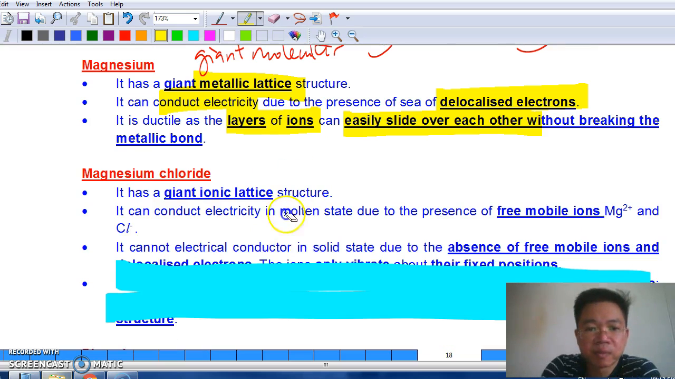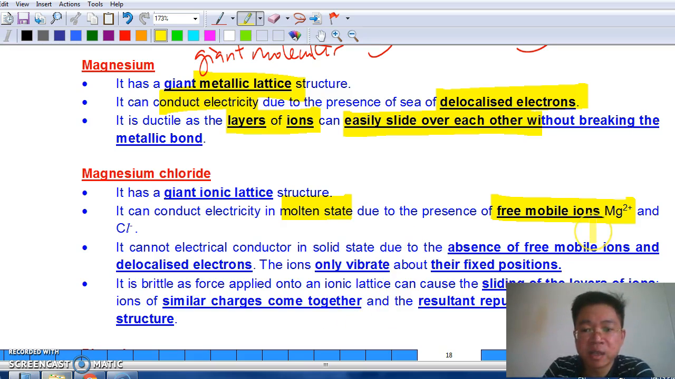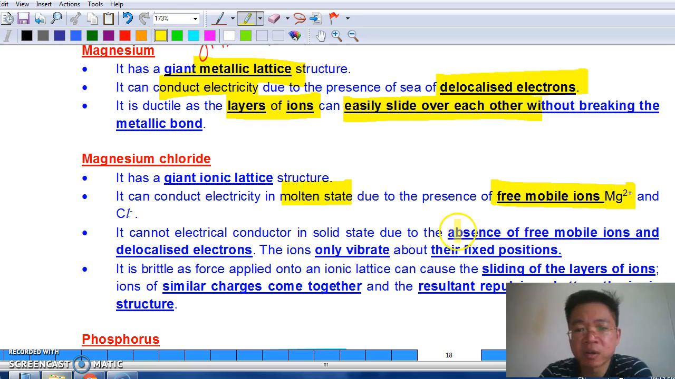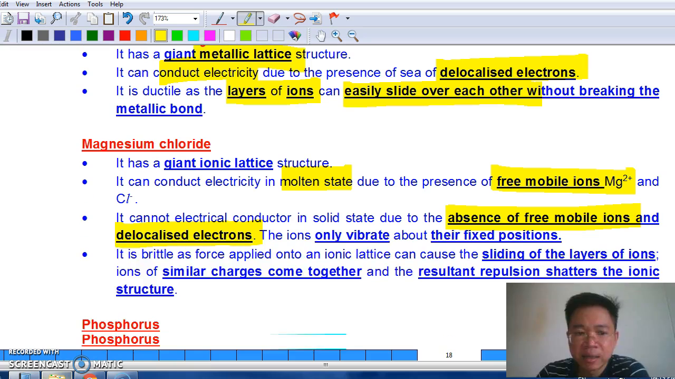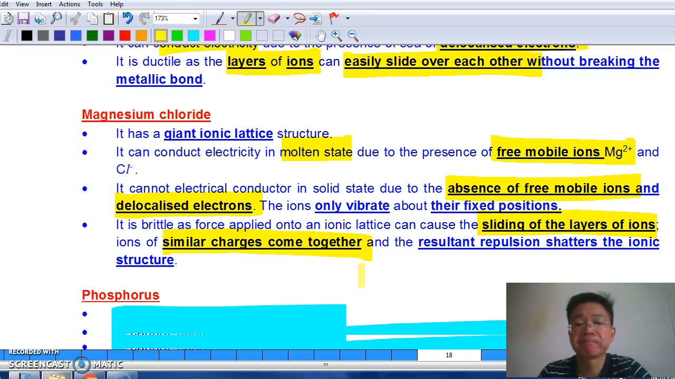Magnesium chloride, ionic lattice structure, can conduct electricity in molten state because there are free mobile ions. It cannot conduct electricity in solid state because of the absence of free mobile ions and delocalized electrons. It's brittle because in the ionic lattice structure, the sliding of the layers of ions is not possible. So therefore, unlike metals, which are malleable and ductile, it is not.